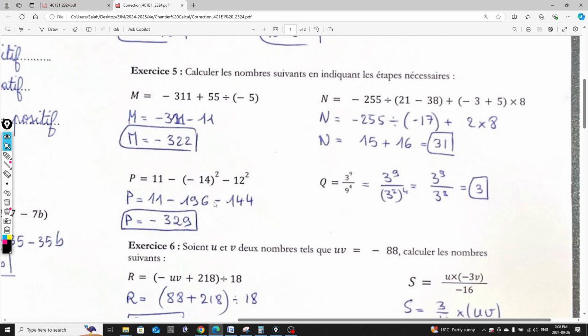Minus the result of 12 to the power of 2, which is 144. Okay? So if you do this properly, you go in 11 minus 196 minus 144. You do your little calculations. That should come out to negative 329.